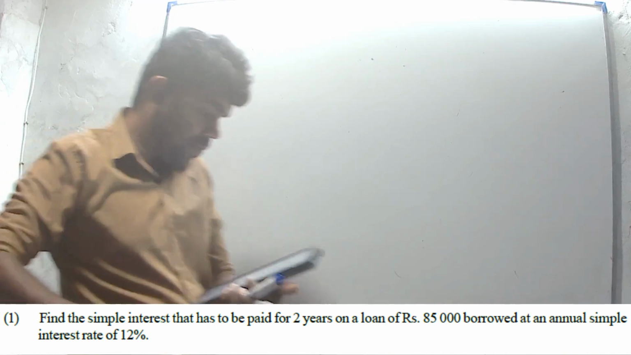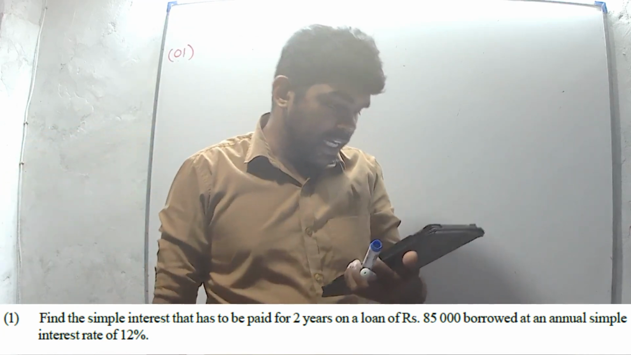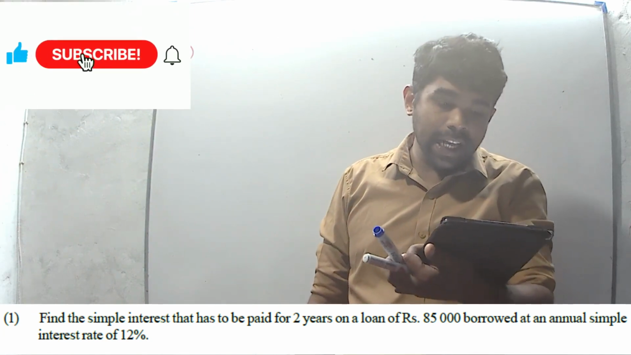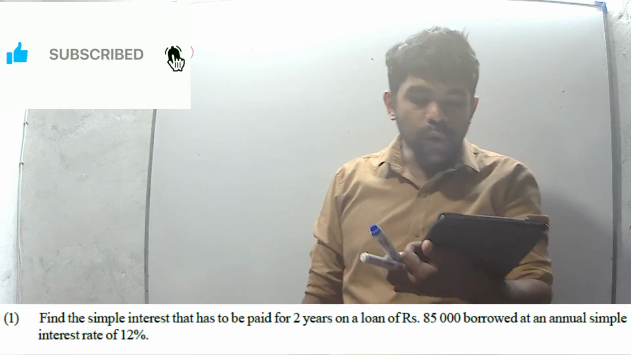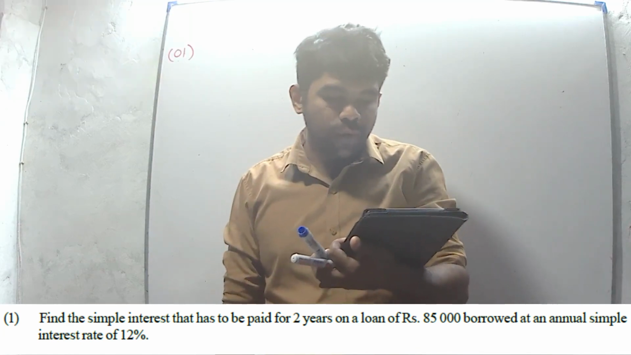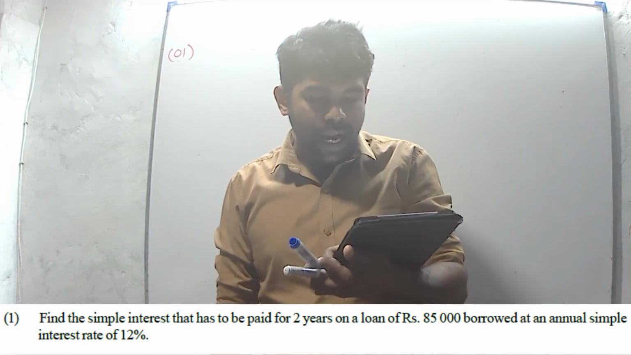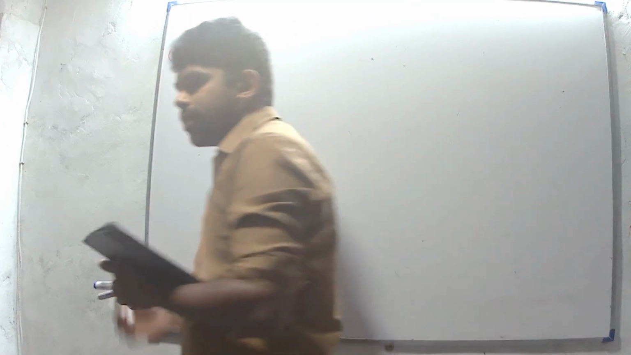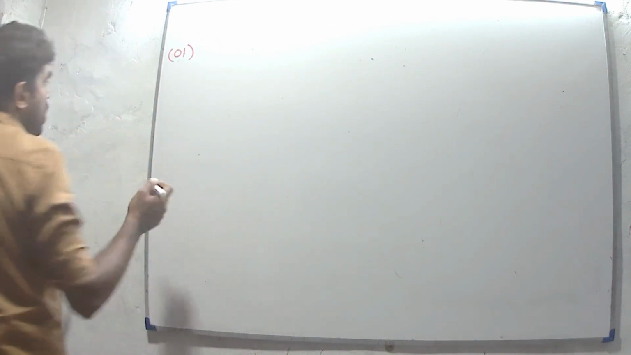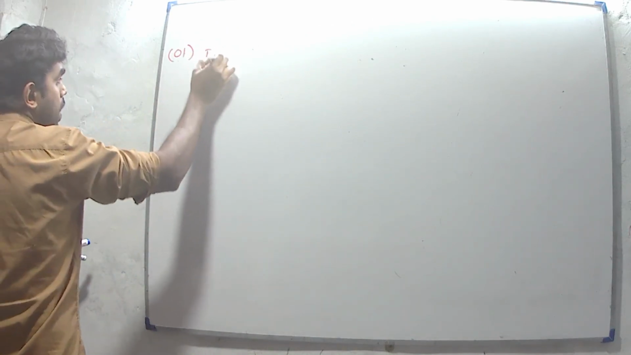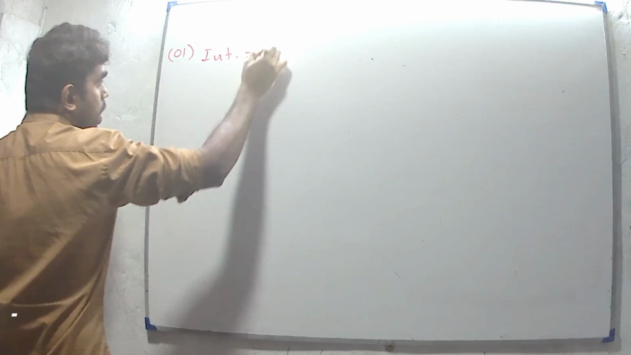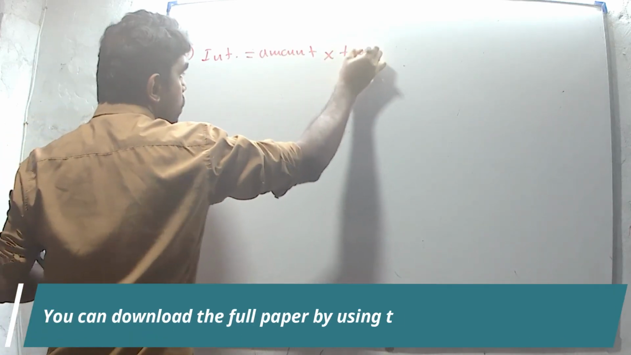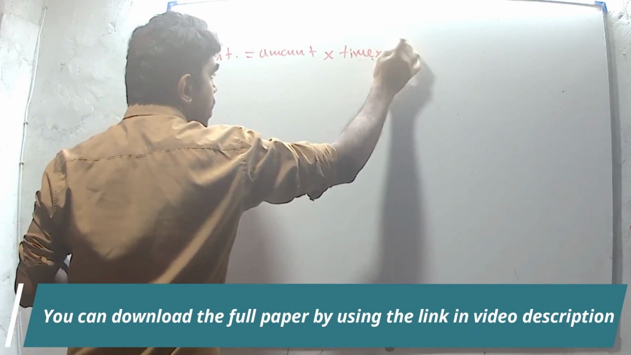Question number 1. Find the simple interest that has to be paid for 2 years on a loan of 85,000 borrowed at an annual simple interest rate of 12%. You have to use the equation for simple interest. Interest equals amount into time into interest rate.